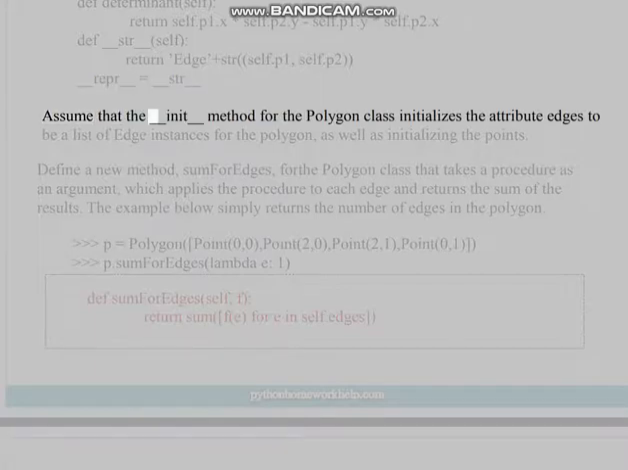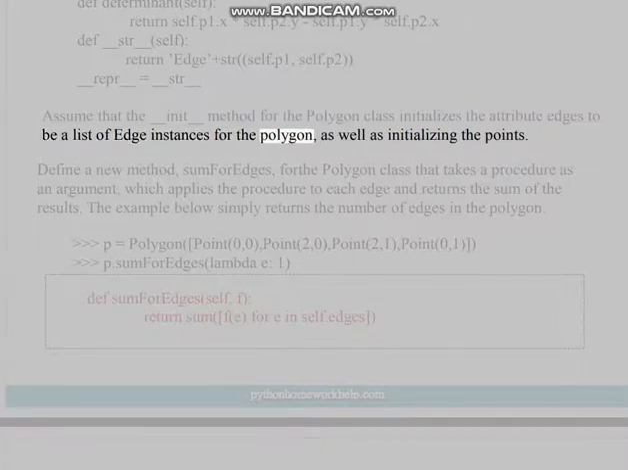Assume that the __init__ method for the Polygon class initializes the attribute edges to be a list of Edge instances for the polygon, as well as initializing the points.